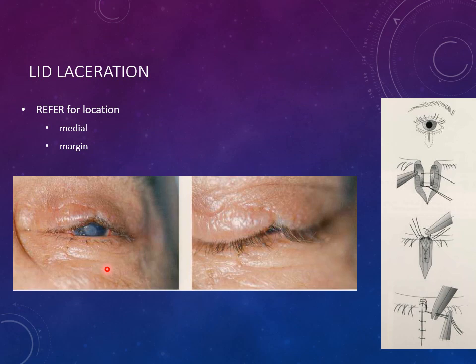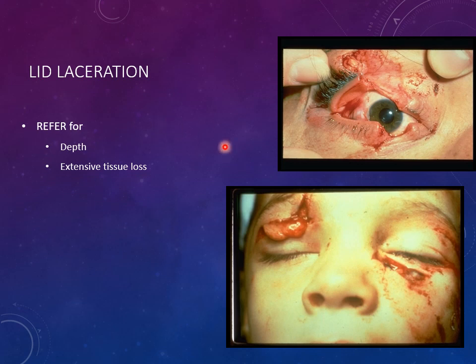Now if the eyelid laceration involves the medial eyelid, then we suspect canalicular obstruction, and this also must be repaired by experienced personnel. We use a special tube to identify the canaliculus, and then we repair the eyelid laceration to prevent canalicular obstruction afterwards. When there is an extensive laceration with tissue loss, this is also an indication to refer to an experienced ophthalmology service.